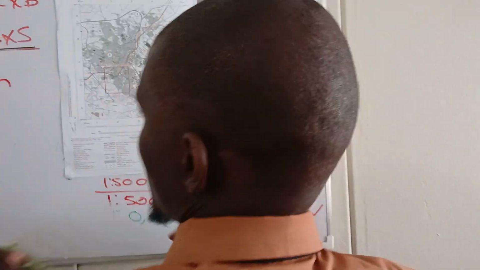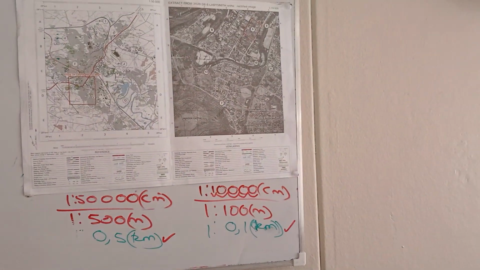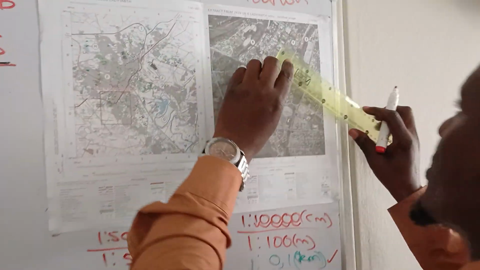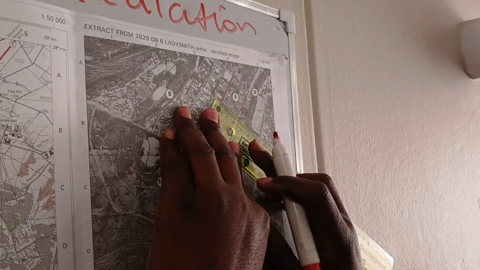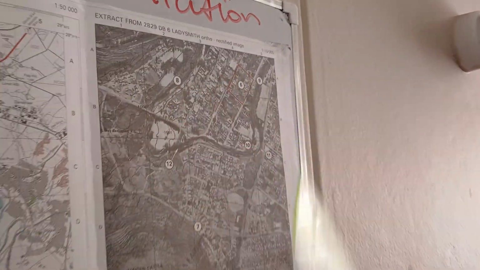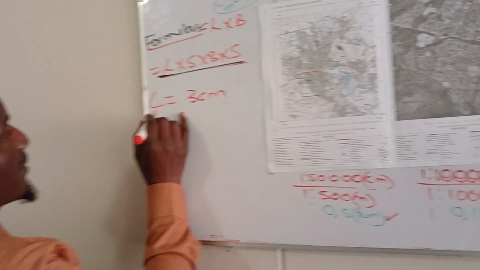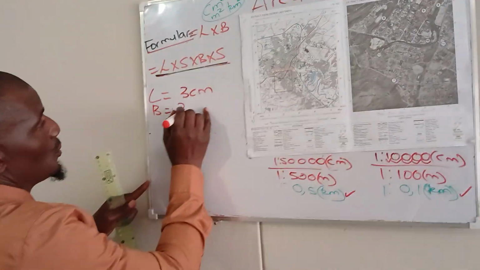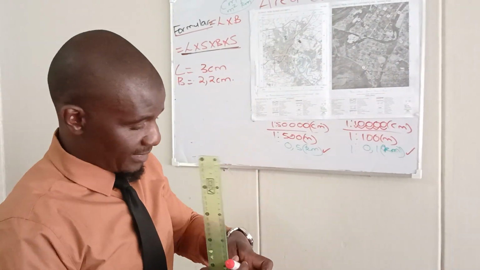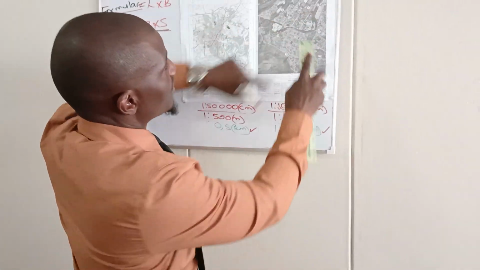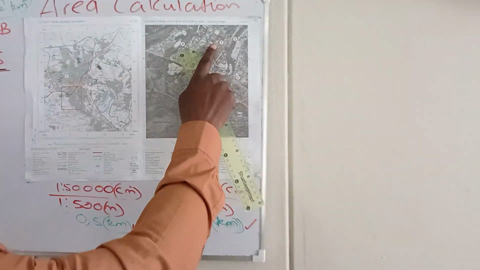I'm going to do the same thing. Obviously, it's the longest one, so this is going to be my length. I'm going to record for the shortest side. You can see it's around, I'll put it at 2.2. Okay, my breadth is going to be 2.2 centimeters. So I'm calculating the area of this feature 6 on the orthophoto map.